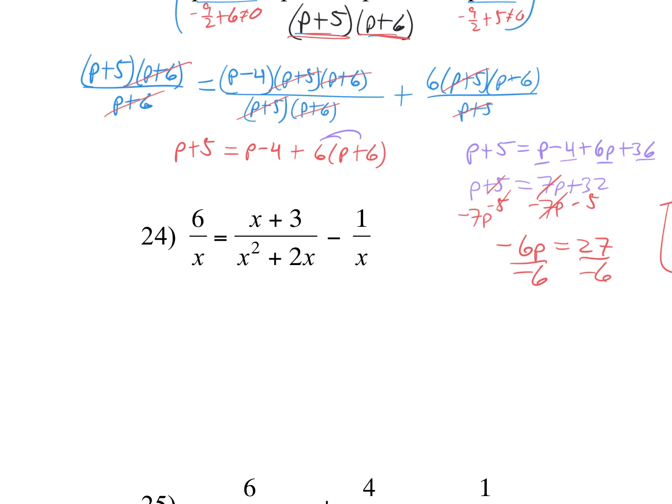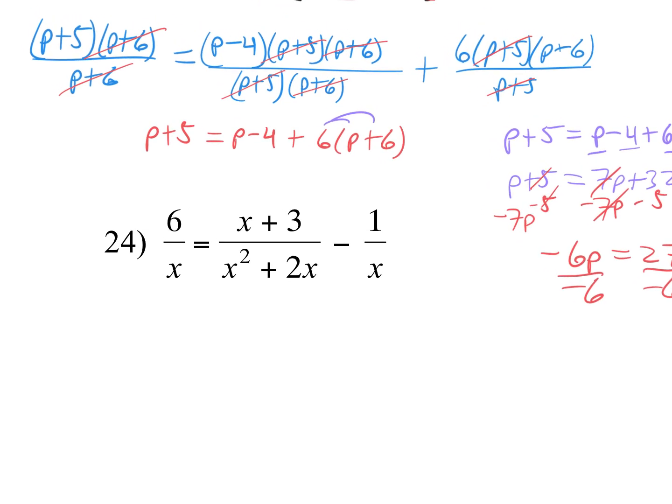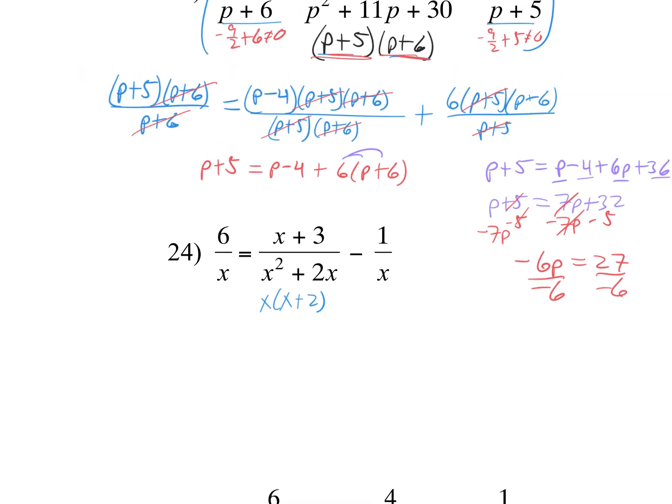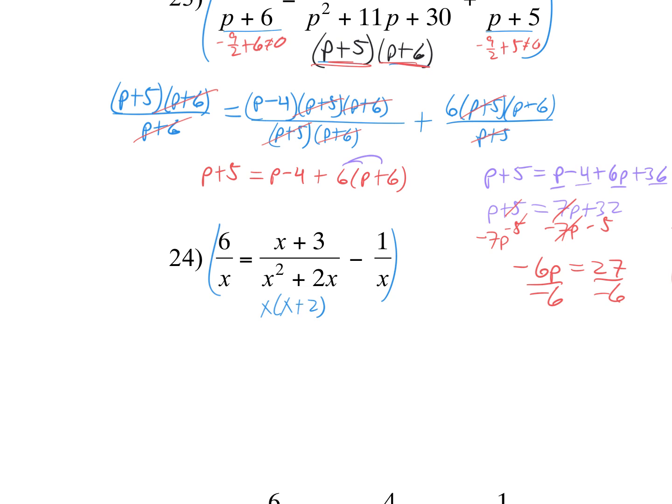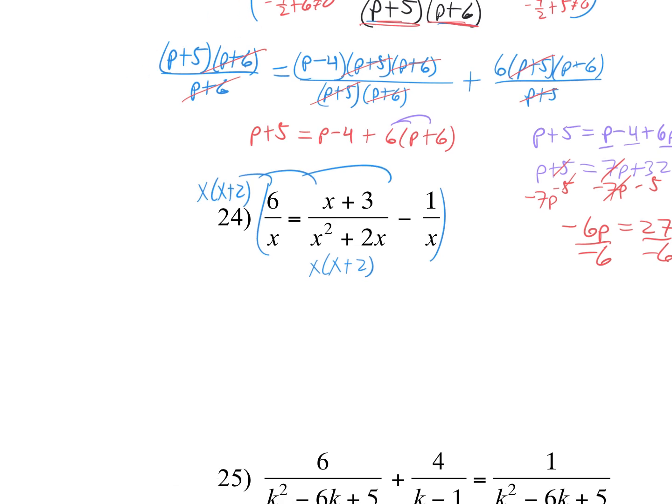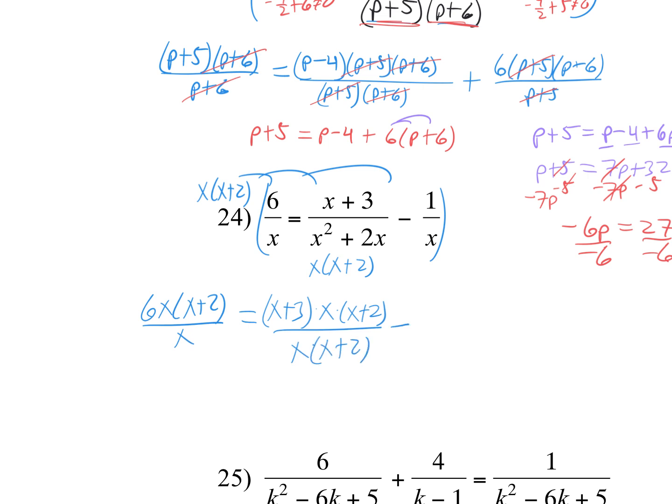So there's 3 left. All right, same thing here, right? Let's factor out the x from x squared plus 2x. All right, so we get x times x plus 2. All right, multiply the entire equation by x times x plus 2. All right, so then we get 6x times x plus 2 over x equals x plus 3 times x plus 2 over x times x plus 2 minus 1, or 1 times anything is itself. So I'm just going to write x times x plus 2 over x.